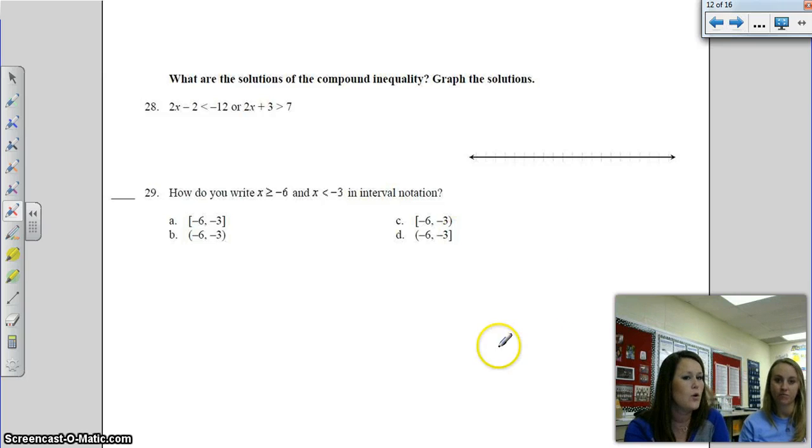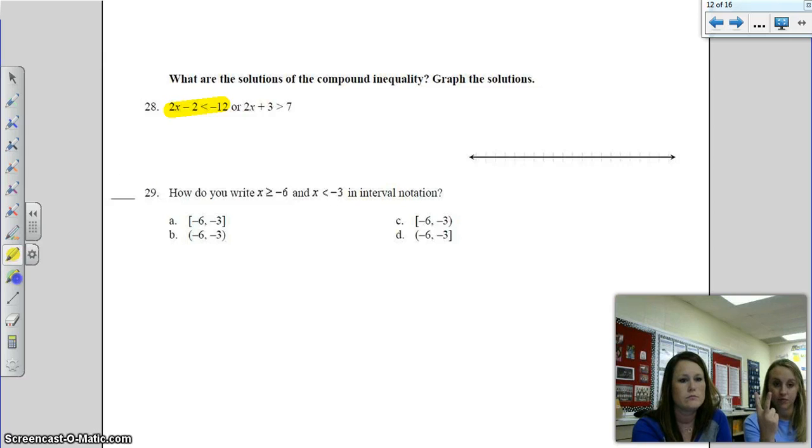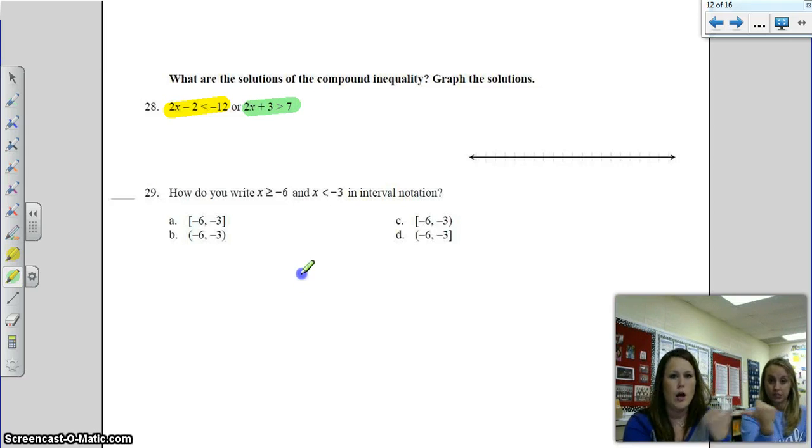Again, this is an "or." So you solve this out the exact same way. Just remember that there's two inequalities that you have to solve here. Solve this one. Solve this one. And then when you graph it, the "or"s go opposite directions.